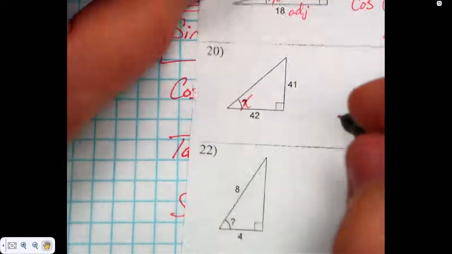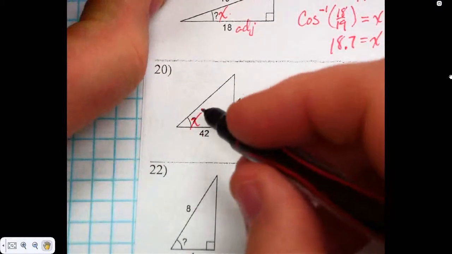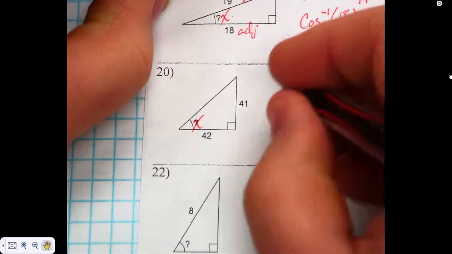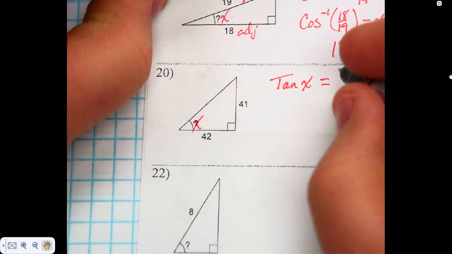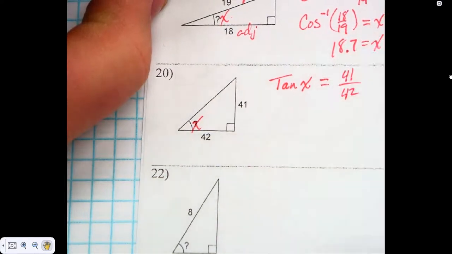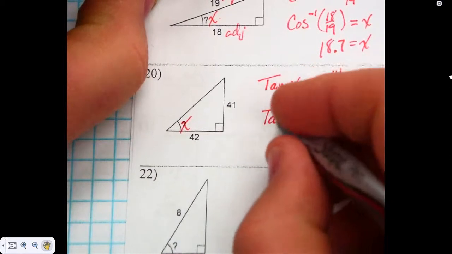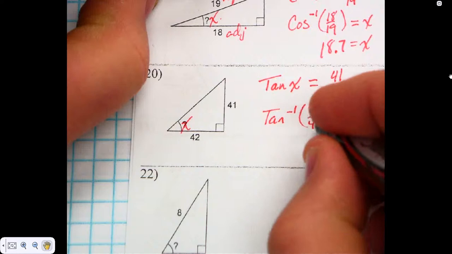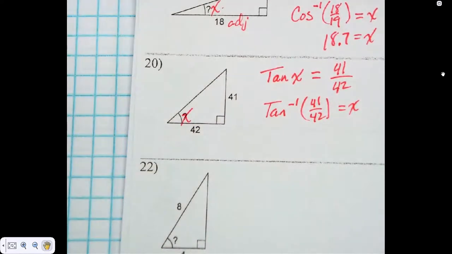Why do I know this is probably the one that we haven't done? Because what did they not give us? Hypotenuse. What is the only trig function that doesn't have the hypotenuse in it? So this is tangent of X is equal to what? The opposite, which is 41, over the adjacent, which is 42. If my angle is an unknown, what am I always going to use? What kind of function? Inverse function. So this is the inverse tangent of 41 over 42. That's what X is going to equal. Now the only thing left is calculator work.